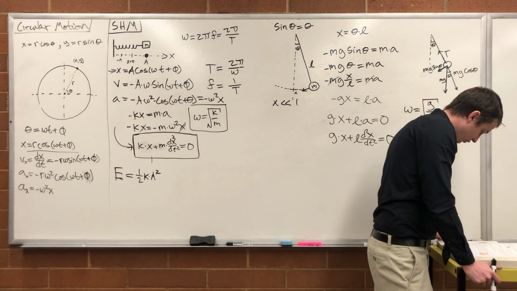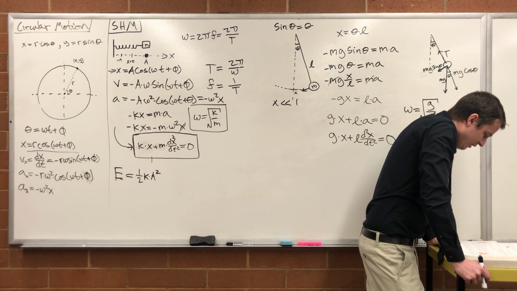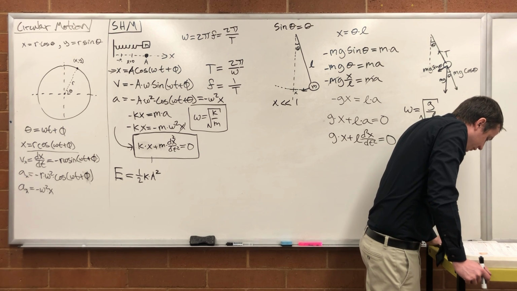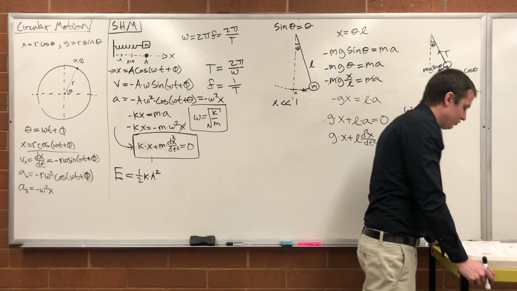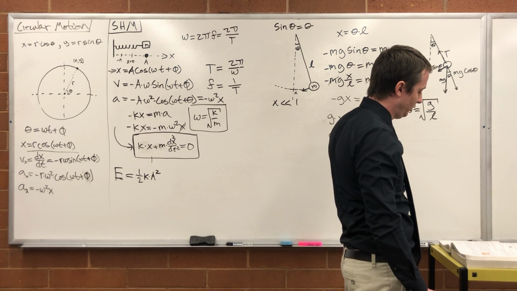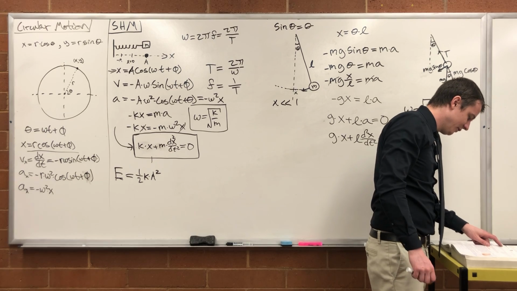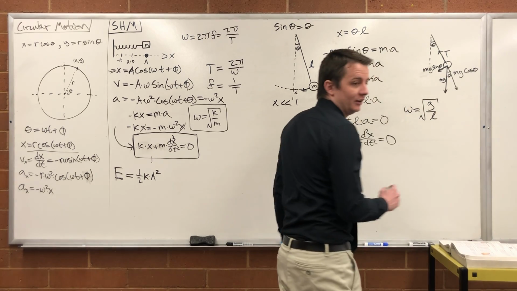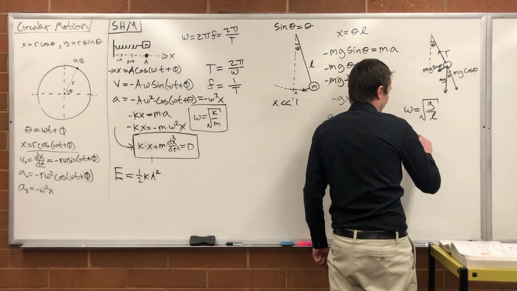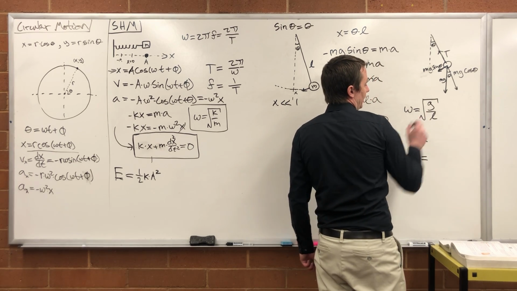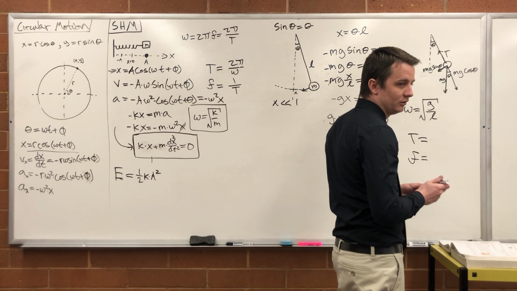So I guess we should do an example with this. Find the period and frequency of a simple pendulum 1 meter long at a location where g is equal to 9.8 meters per second squared. That can't be all they want. Yep, that's all they want. Okay, so we're looking for period and we're looking for frequency. And what do we know? I know g is 9.8 and I know L is 1.